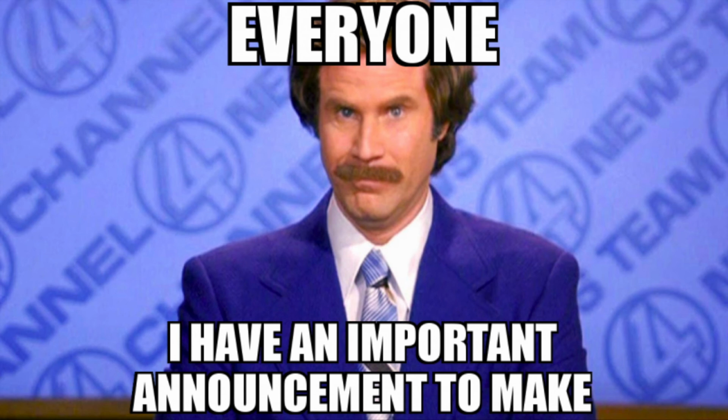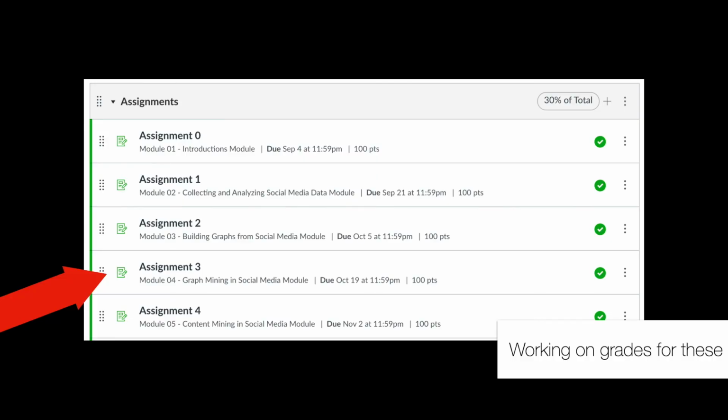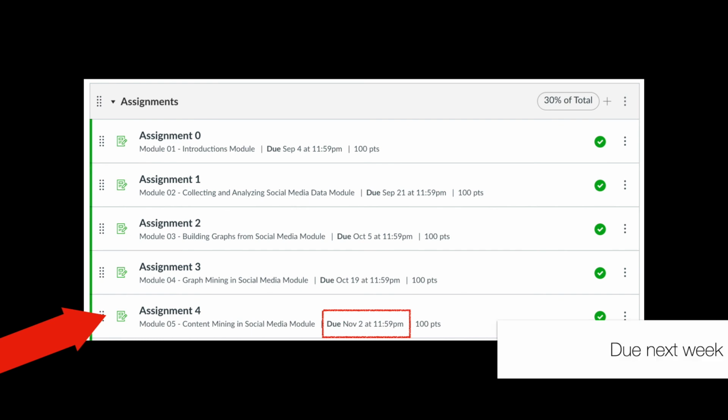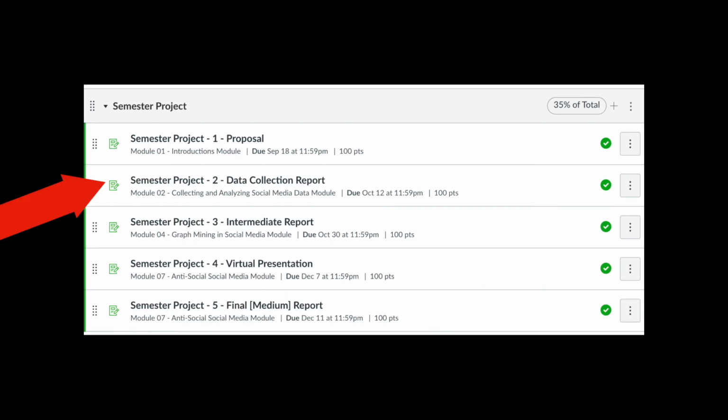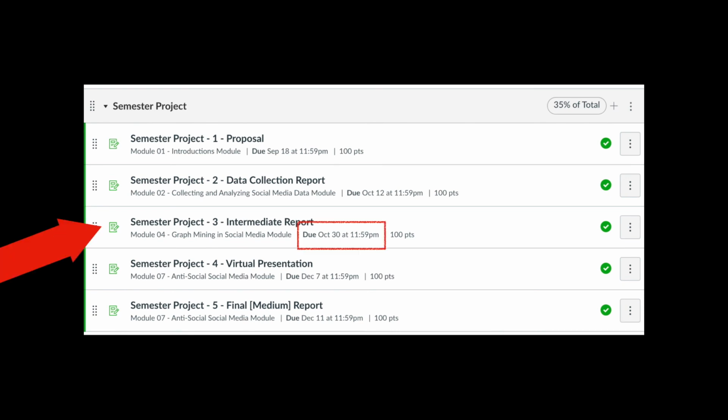As we generally do, I'll go through some announcements before we get into the material. First, regarding Assignment 3, I'm working on getting the grades for these together, and note that Assignment 4 is due next week. If you have any issues or concerns about Assignment 4, please reach out and let me know. I'm also working on grading the semester project data collection reports. I'll get those back to you this week. Note that the intermediate report is due at the end of this week as well.